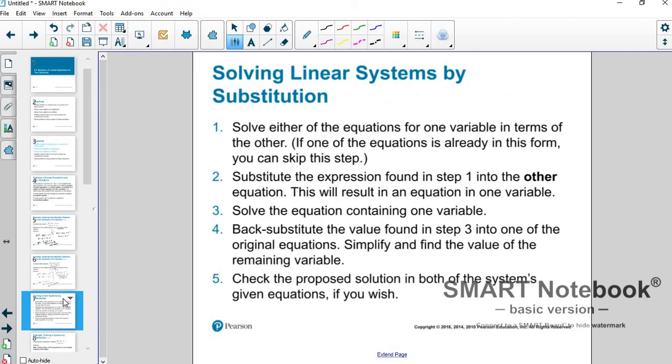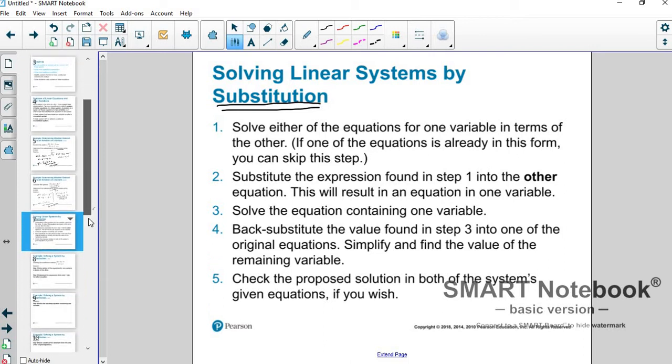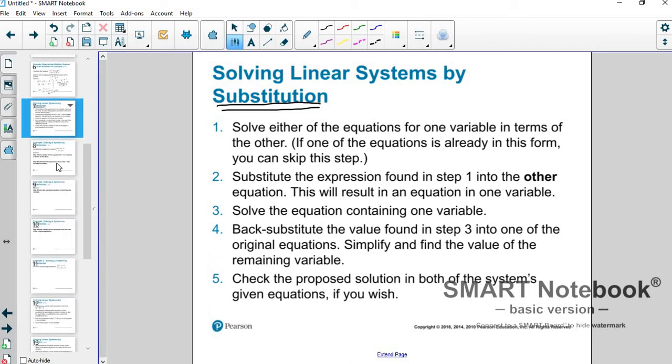Okay, so the first method is called substitution. I'm going to let you guys pause the video now and write down the steps if you like, but I'm not going to go through them all together. The idea is this, that you solve one of the equations for one of the variables and you plug it into the other one. That's the idea. That's why it's called substitution. Okay, so let's do an example.